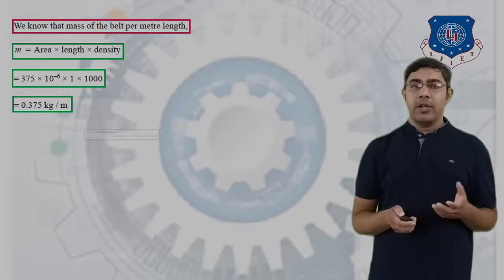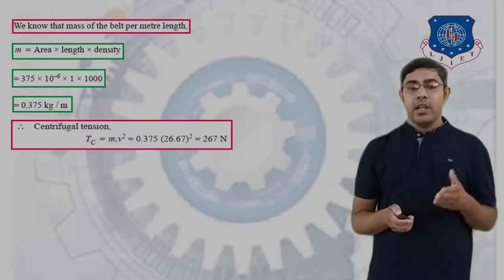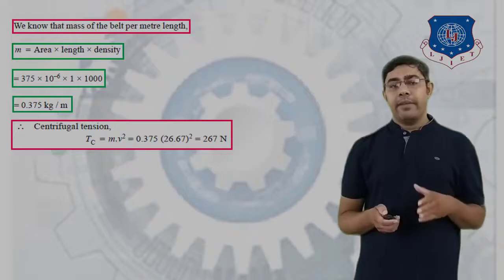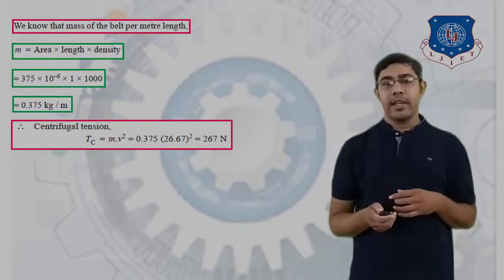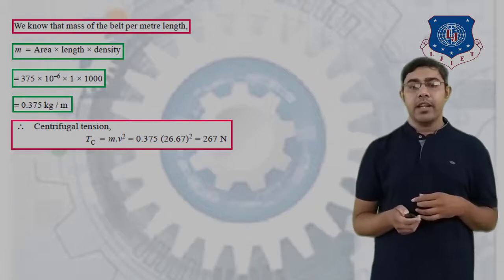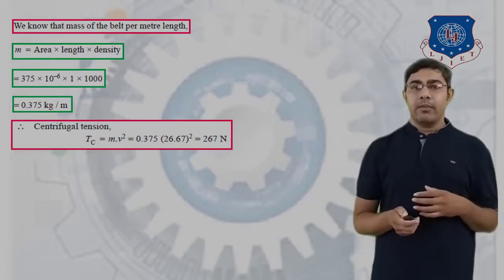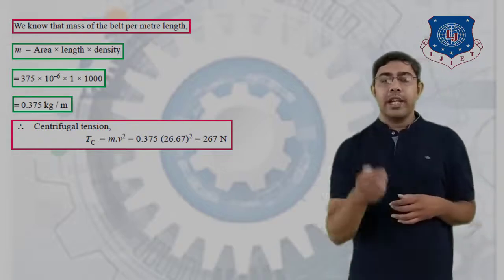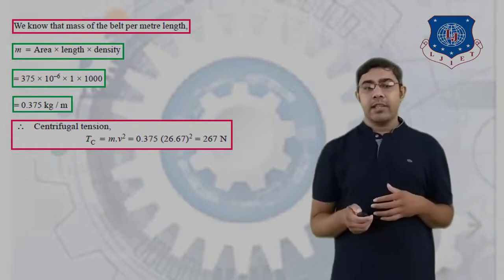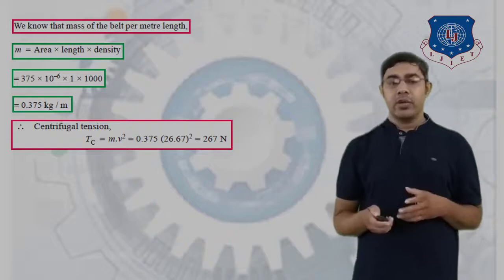Now we can calculate the centrifugal tension, that is Tc is equal to mv square. So m we calculated here, that is 0.375 kg per meter, and v is given in our problem, that is 26.67. So we get the centrifugal tension is equal to 267 newtons.